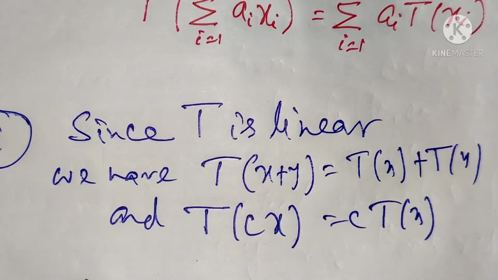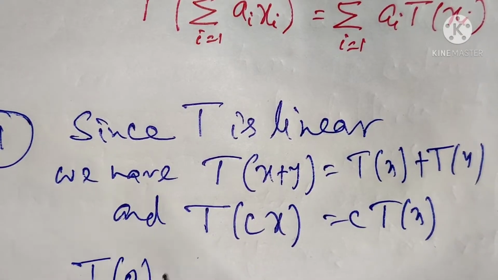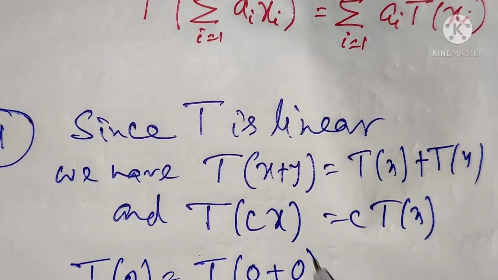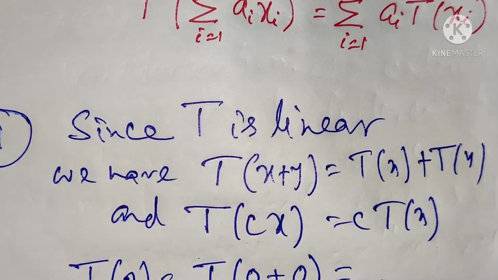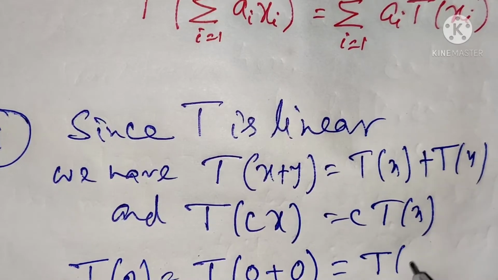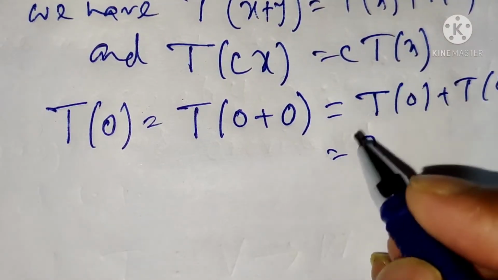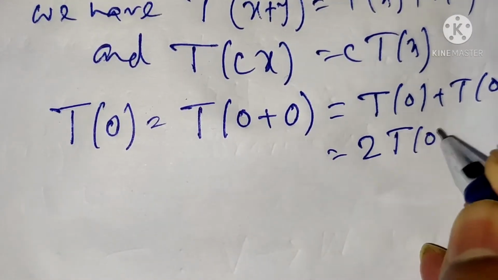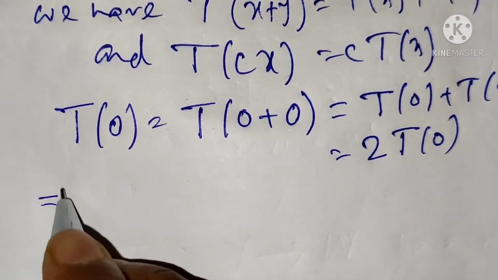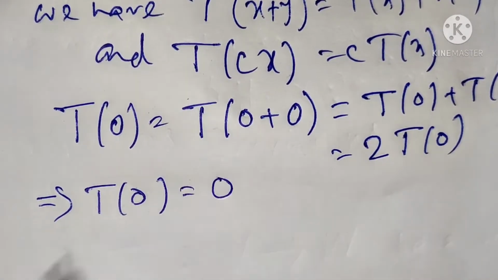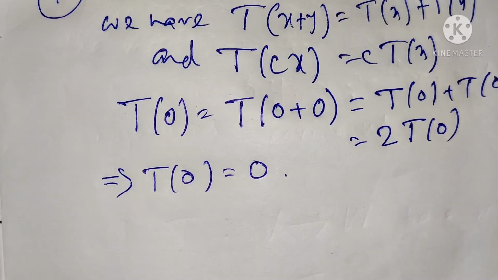Now, T(0) equals T(0 plus 0). Since T is linear, that equals T(0) plus T(0). That implies T(0) equals 0. Now, second question.